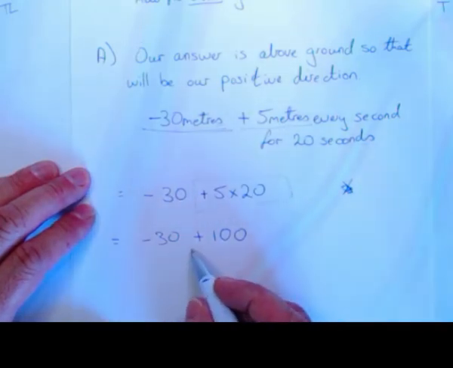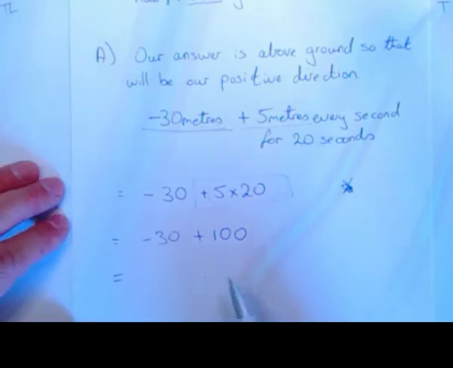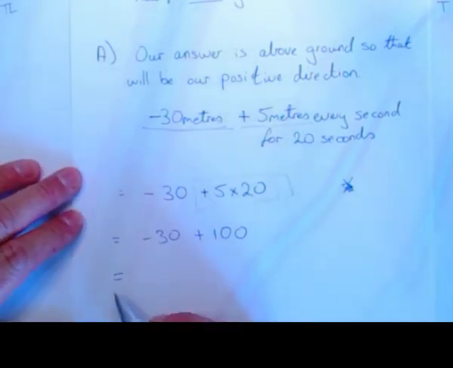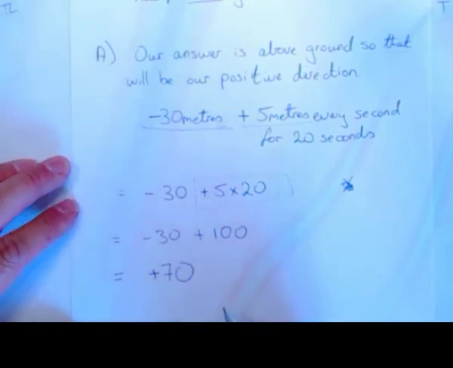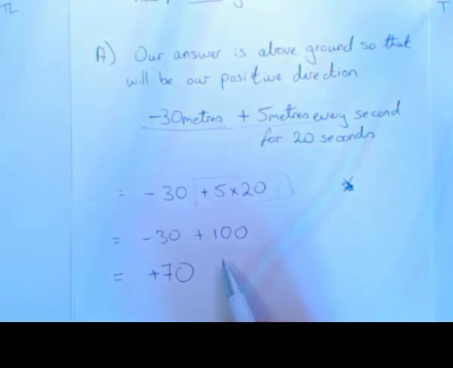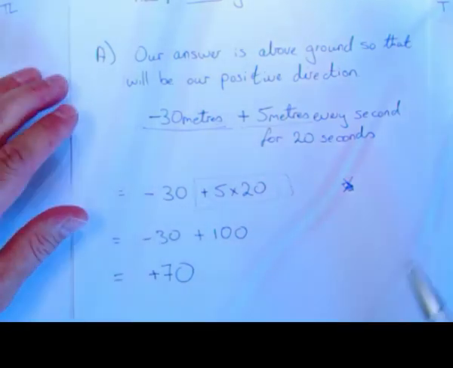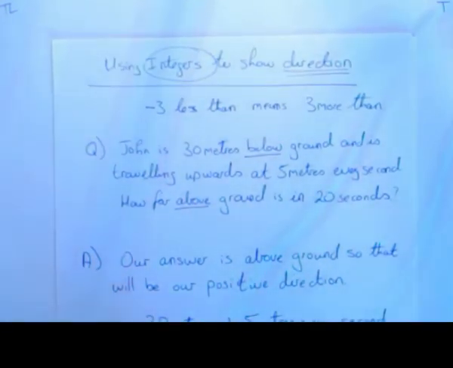So anyway, it's minus 30 meters plus 100 meters, and as we already have practiced and know from getting on and off a bus, if 30 people get off a bus and 100 people get on a bus, then we have 70 people who have got on the bus. If you start 30 meters below ground and you go up 100 meters, you're now 70 meters above ground. So the point of this is that we're using integers to show direction, and we're going to be asking a few questions about that. So good luck.